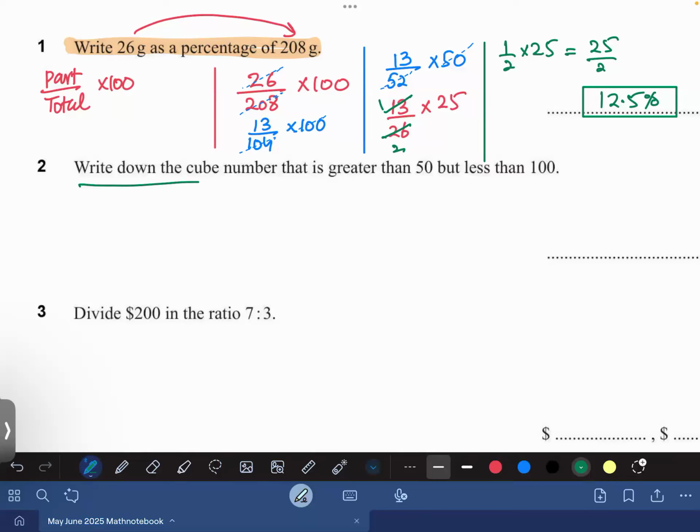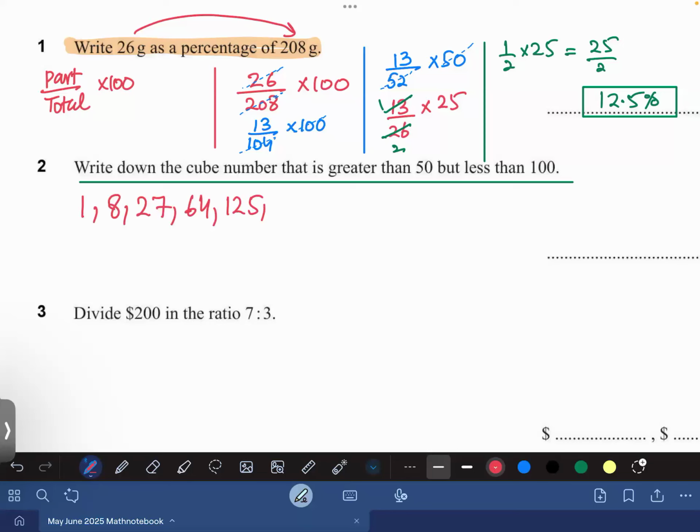Write down a cube number that is greater than 50 but less than 100. I told you in the syllabus it is written that you have to memorize all the cube numbers up to 10. So 1 cube is 1, 2 cube is 8, 3 cube is 27, 4 cube is 64, 5 cube is 125, 6 cube is 216, 7 cube is 343, 8 cube is 512, 9 cube is 729, 10 cube is 1000. I have memorized that and I told all of you to memorize it, because it is important for all of you.